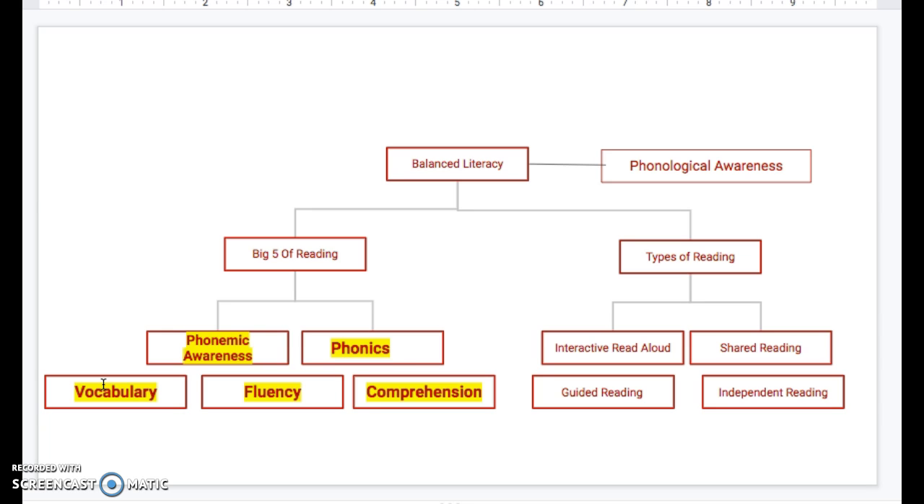Finally, the last piece of the Big Five is comprehension. Comprehension is how much of the story that a student is understanding and remembering. When a student is reading at a level that is too high for their understanding, they're going to have a very small amount of comprehension. This emphasizes the importance of reading at a student's accurate level.